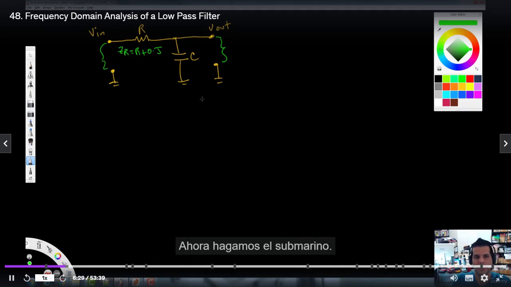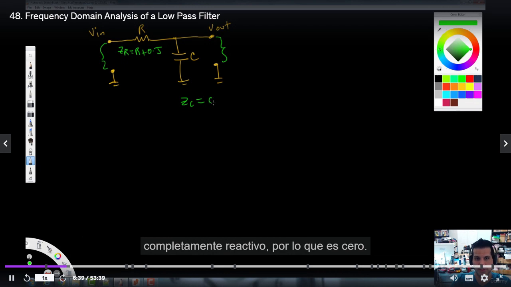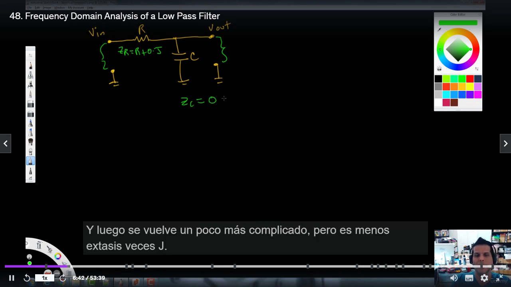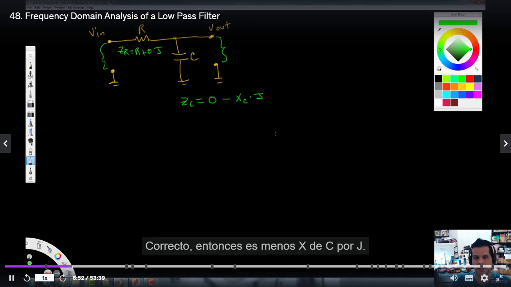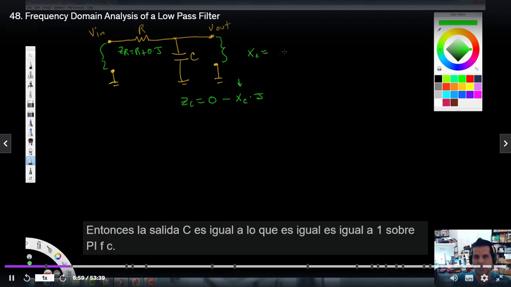Now let's do Z sub C. And what was Z sub C? If you recall, it has no real part because it's completely reactive, so it's 0. And then it gets a little bit tricky here, but it's minus X sub C times J. So what is this X sub C? Do you remember what that was? That's the capacitive reactance. We've got to be careful here. X sub C equals 1 over 2 pi FC.